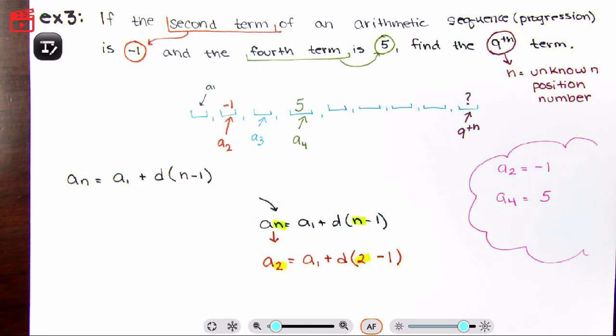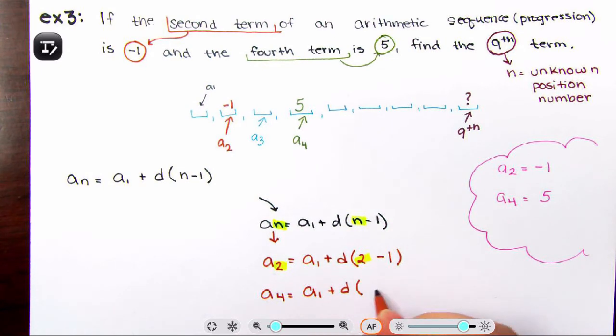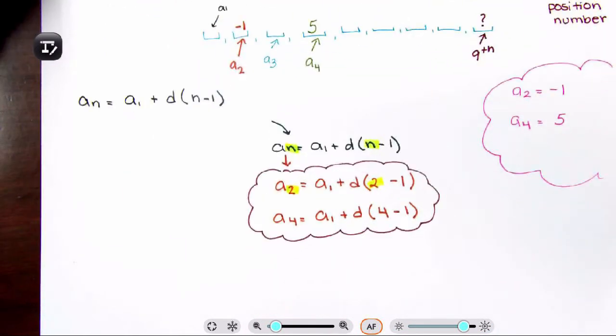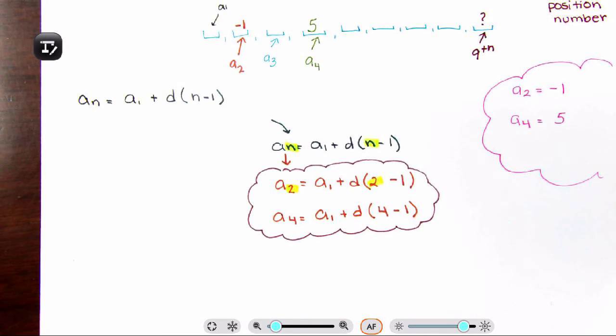Now let's do the same thing, but with our a sub 4. So I have a sub 4 is equal to a sub 1 plus d times 4 minus 1. So because we have two unknowns, the a sub 1 and the common difference, we go back to solving this using system of equations. I hope everyone is doing a little mini happy dance because we always love system of equations, right? We're going to use system of equations. Don't panic. It's going to be okay.